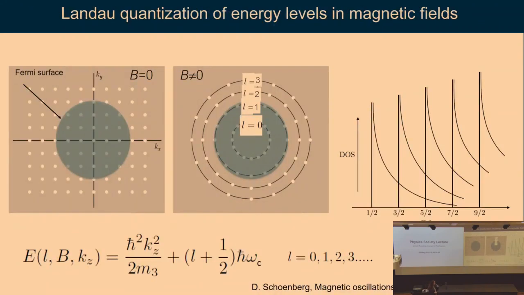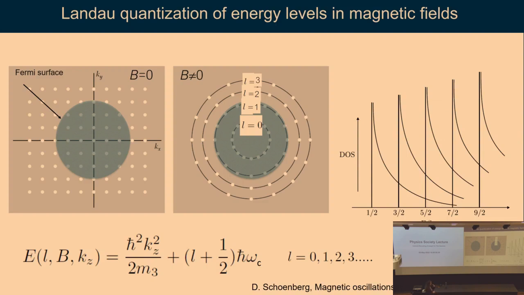So in a magnetic field, how we get information about Fermi surfaces comes from the fact that you have to consider the Landau quantization of the energy levels. So for a normal metal, you have a Fermi surface and all the states will be occupied inside there. But when you turn on a magnetic field, then for the direction normal to the applied magnetic field, all the states will be quantized by this expression.